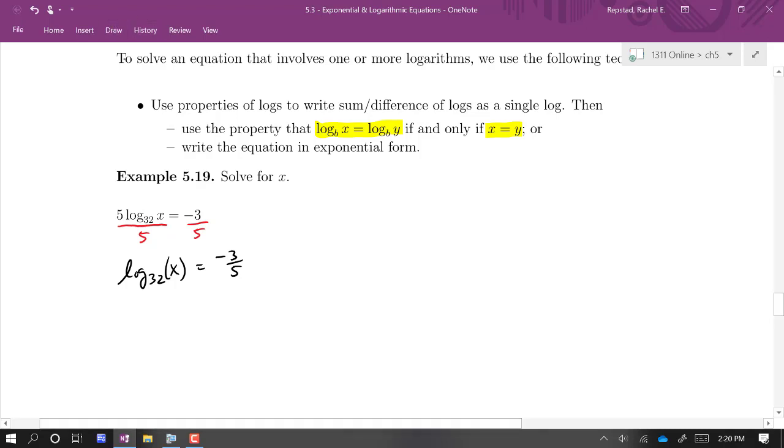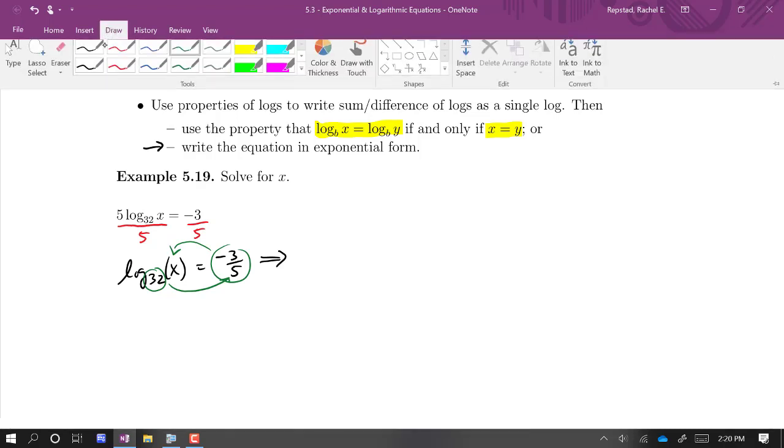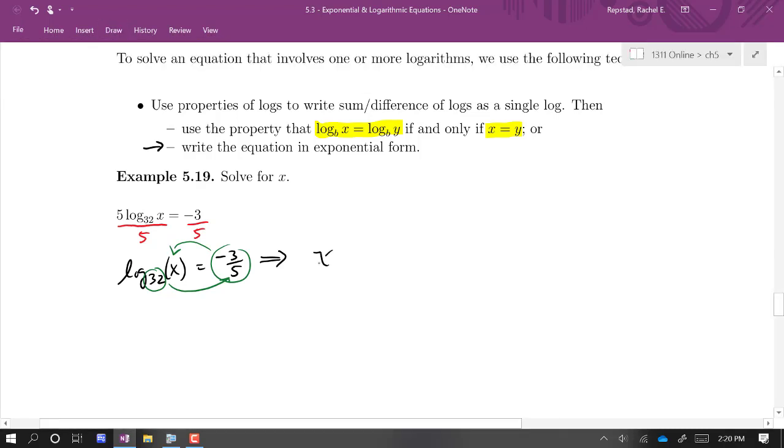Now I'm going to take this second approach here. I'm going to rewrite this log equation in its exponential form. And that means I'm going to take my base 32, raise it to the negative 3/5 power, and that gives me the argument inside. So x is 32 to the negative 3/5 power. And I think the numbers involved here are pretty convenient actually, so we can evaluate this without a calculator. So I've got a negative exponent, so that's 1 over 32 to the 3/5 power.